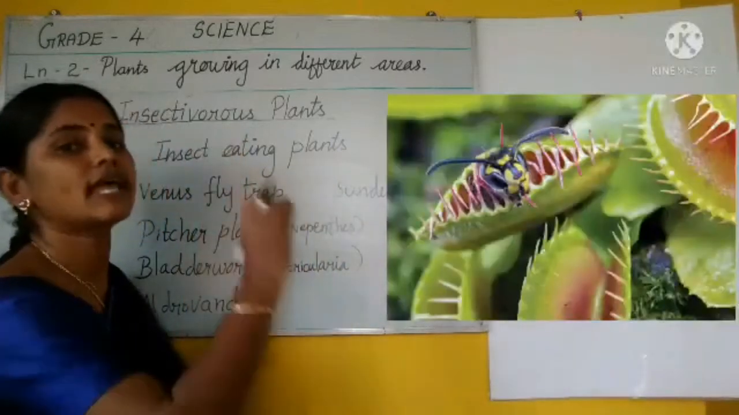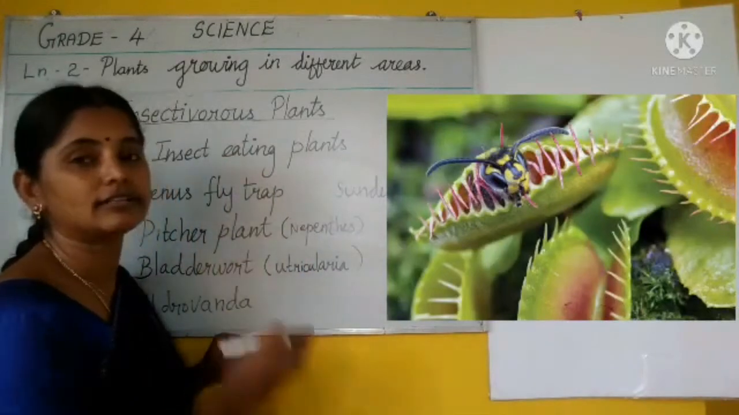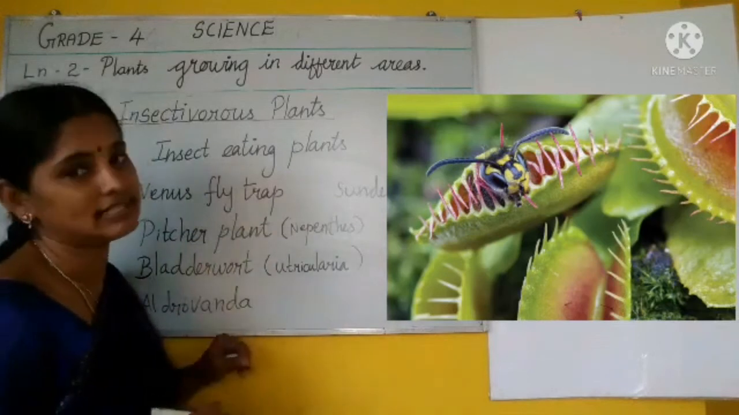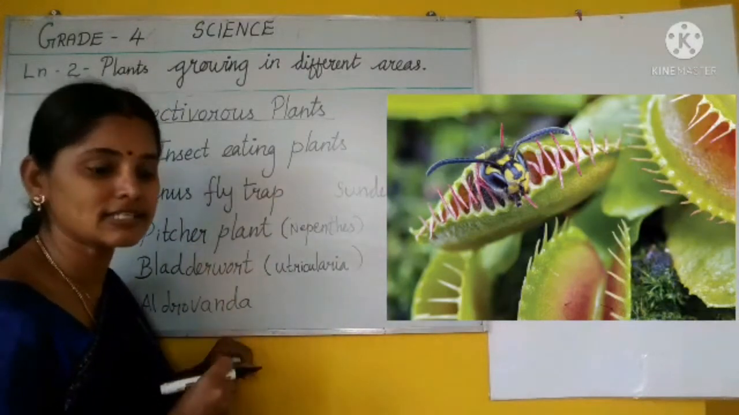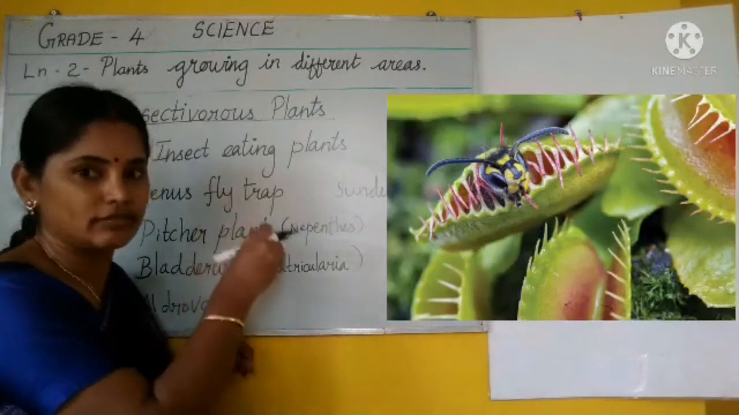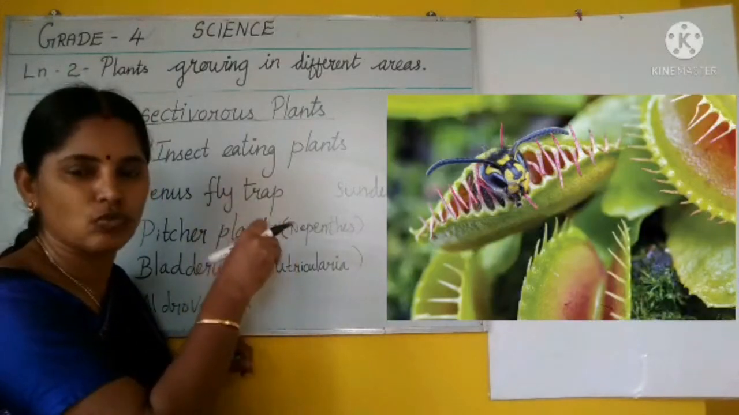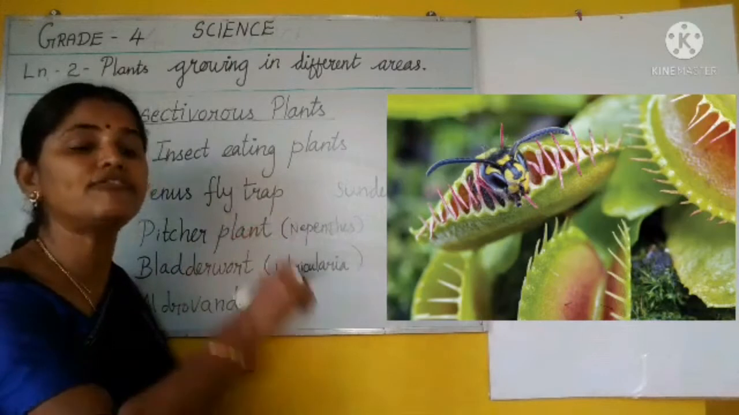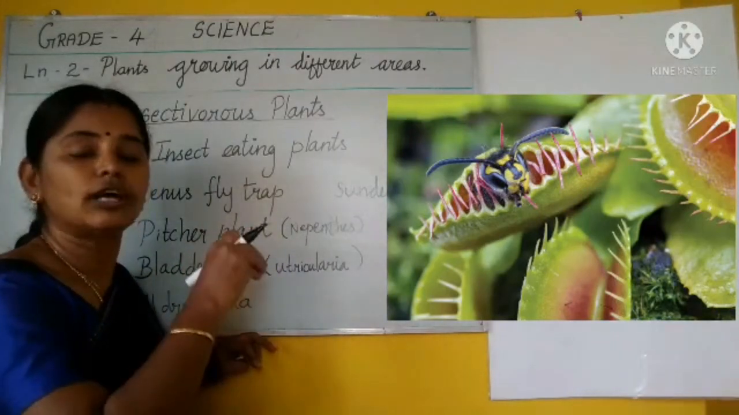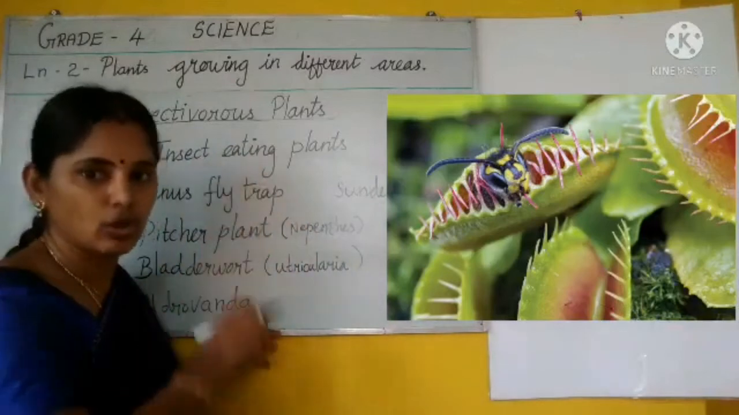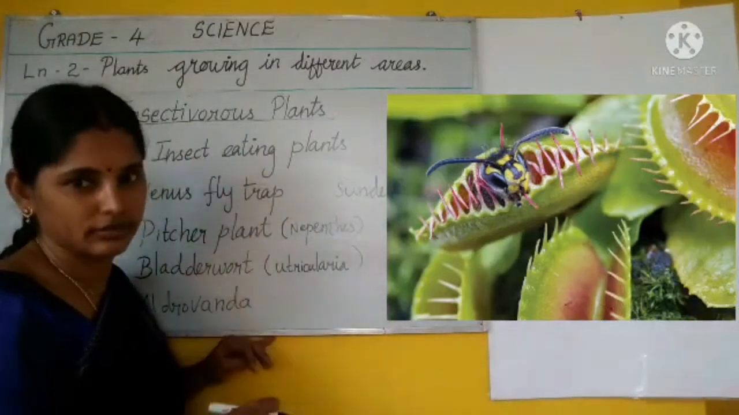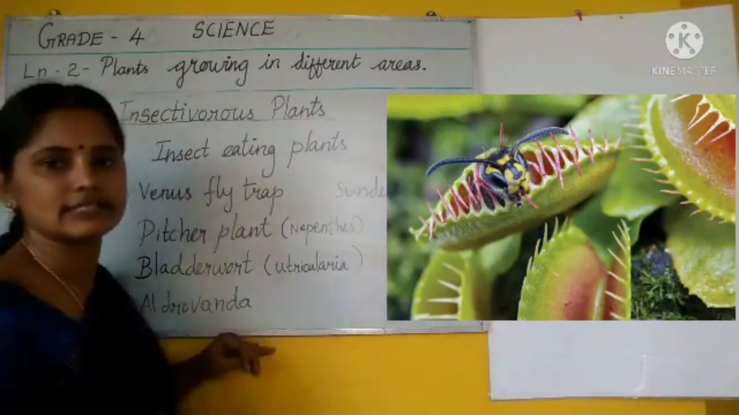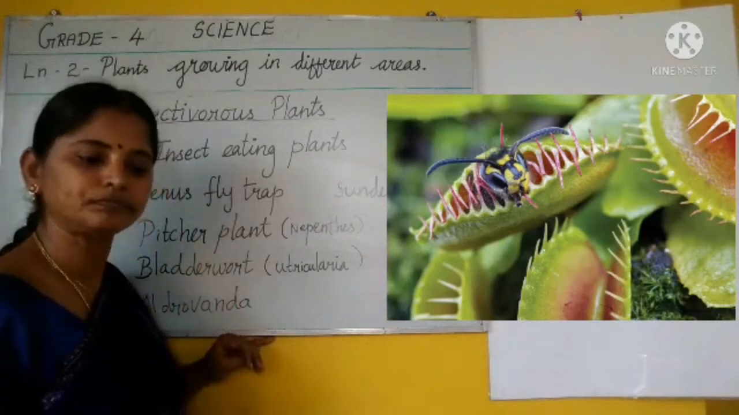To compensate for that, these plants are eating insects. Why are they taking insects? In the soil where the plant is grown, that swampy region, wetland, the soil does not have enough minerals. So to fulfill their mineral requirement, these plants are eating the insects. Are you clear, children?